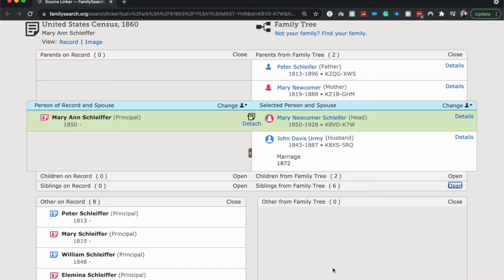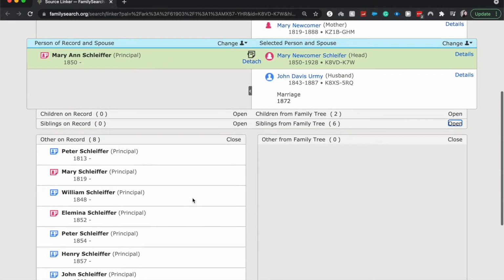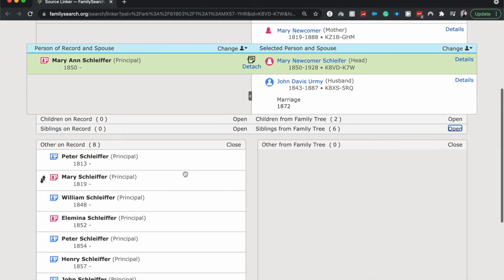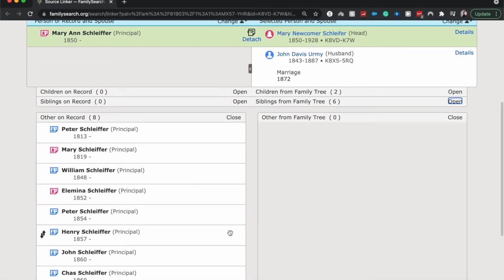Today we're going to be attaching the other people on record and showing you how to do that in this FamilySearch source linker. So we have Mary Scheifler attached already. Now we have other people on record who I have validated. These two people are her parents and the rest are her siblings.